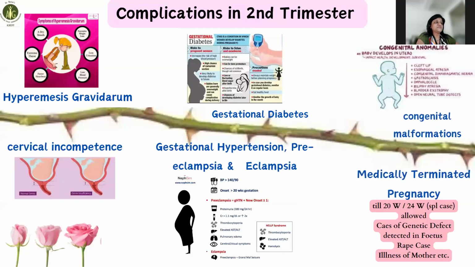Moving on to the second trimester, there are issues like hyperemesis gravidarum, where there is a lot of vomiting throughout the day and the mother has to get IV fluids, etc. Then there is cervical incompetence. Sometimes the cervix is too small, insufficient for the baby to hold. Then the major ones are gestational diabetes, where the mother did not have diabetes before pregnancy, but as she gets pregnant, after the 20th week it is detected that the mother has diabetes.